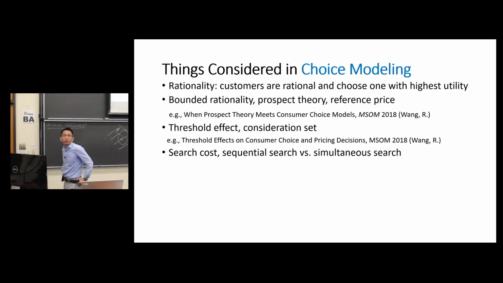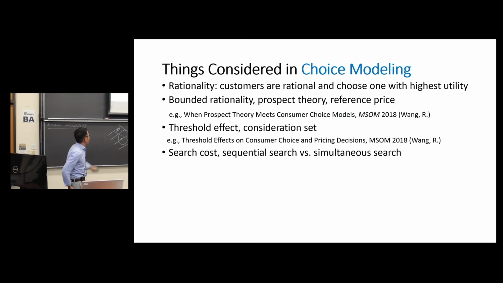And we don't search too few either. If you only consider very few, it's likely you don't find the product you like the most. So here the consideration set also plays a role: the trade-off between search cost and product match, right?